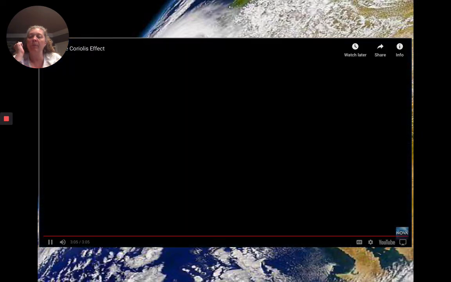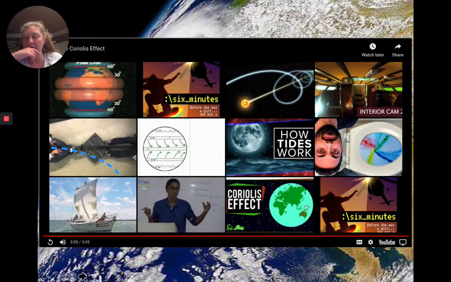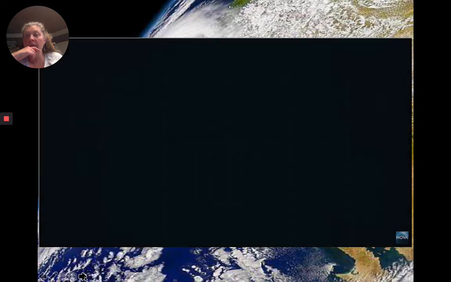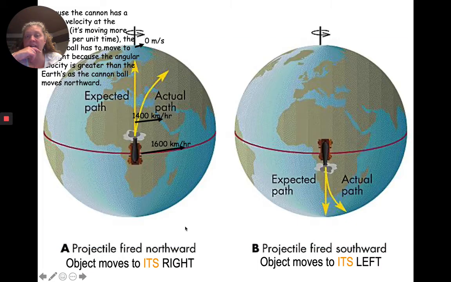All right, so basically, Coriolis effect is quite complex. But basically what you have to understand is that any air or water or projectile in the northern hemisphere is going to veer towards its right, and in the southern hemisphere, it will veer towards its left. So air, water, projectiles: southern hemisphere left, northern hemisphere right.